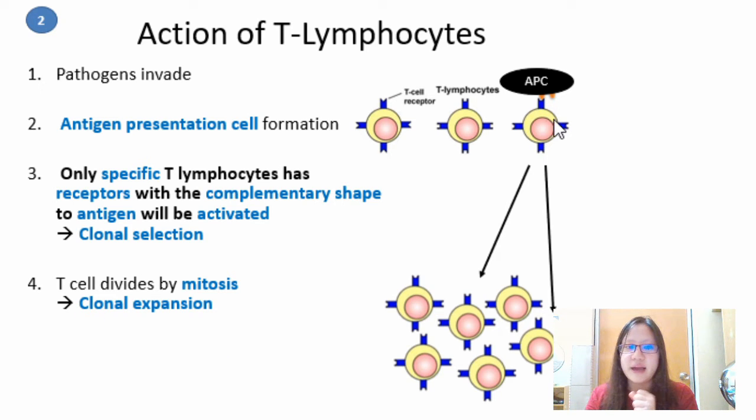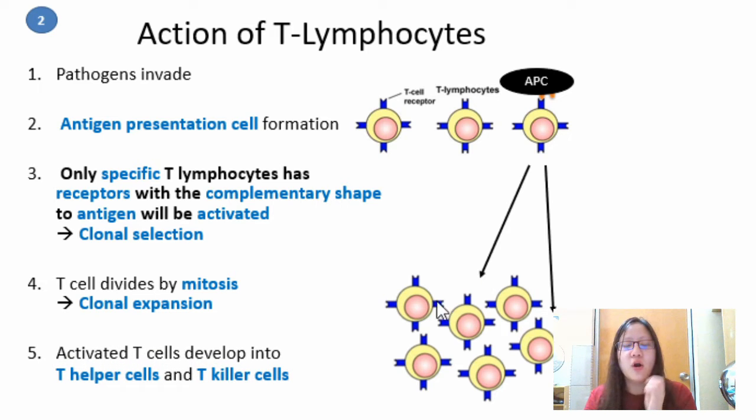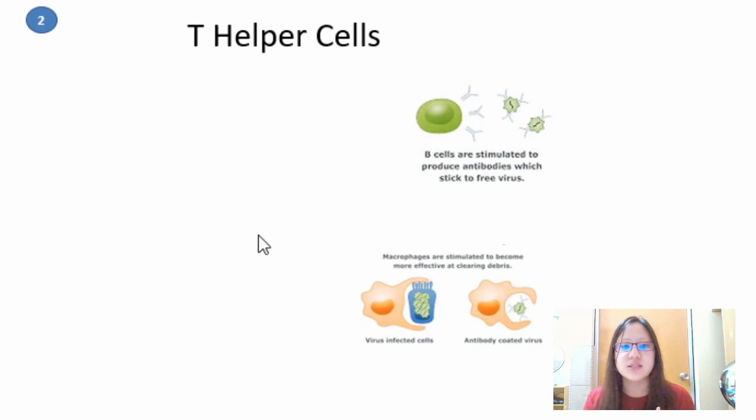So the same type, okay, there are many types of T lymphocytes here. Only this type is complementary to the antigen presenting cell antigen here. And you can see that it divides to many T cells of the same type. Only after that it can develop into two types of cell, different here, T helper cell or T killer cell. Let's look at what T helper cells do first.